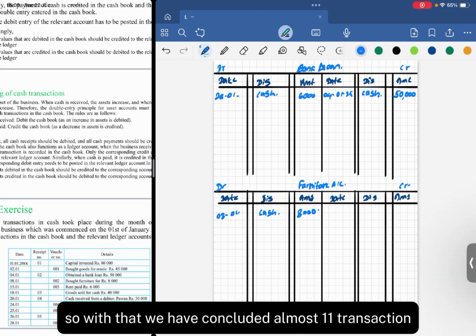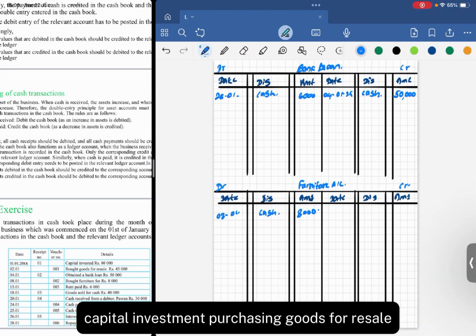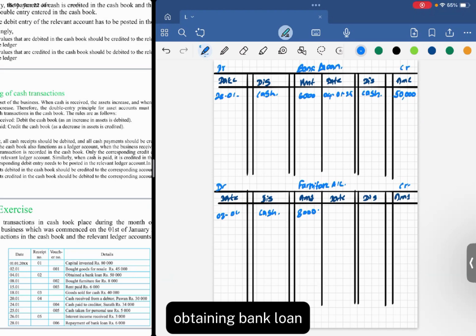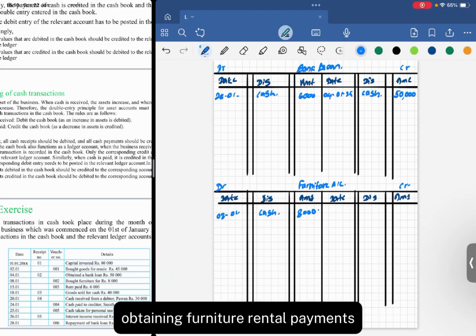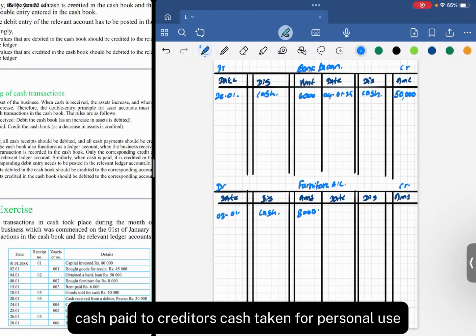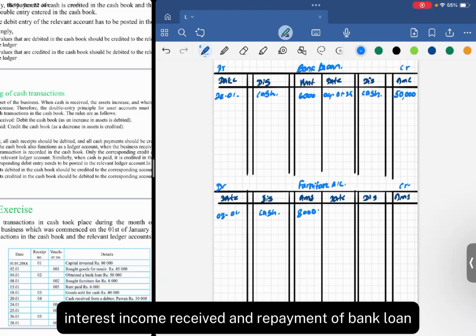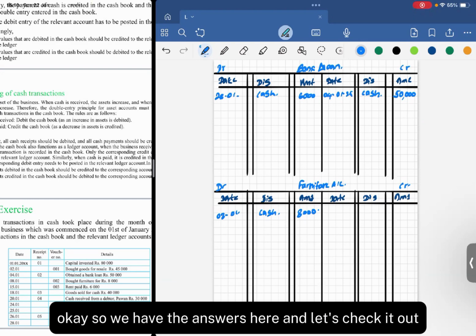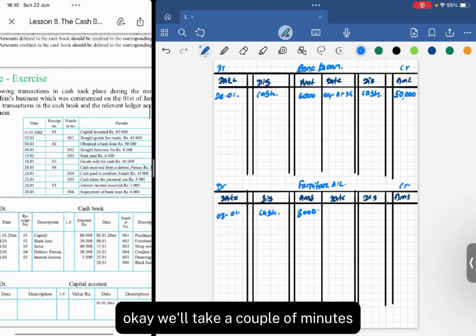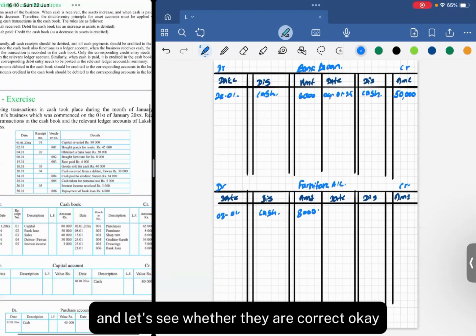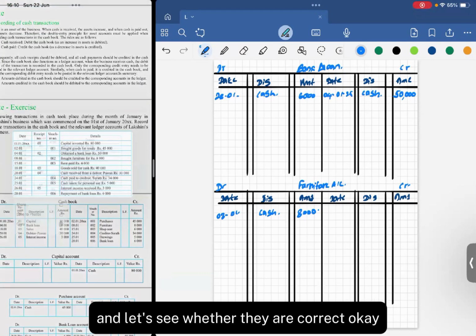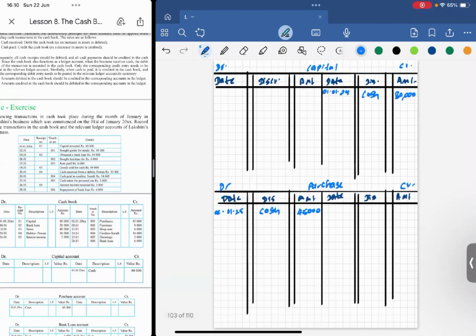So with that, we have concluded all 11 transactions: capital investment, purchasing goods for resale, obtaining bank loan, obtaining furniture, rental payments, goods sold, cash received from debtor, cash paid to creditors, cash taken for personal use, interest income received, and repayment of bank loan. Okay, so we have the answers here, and let's check whether they are correct.